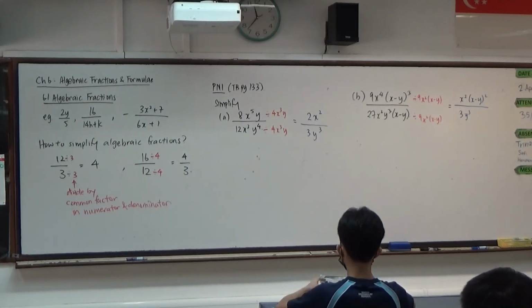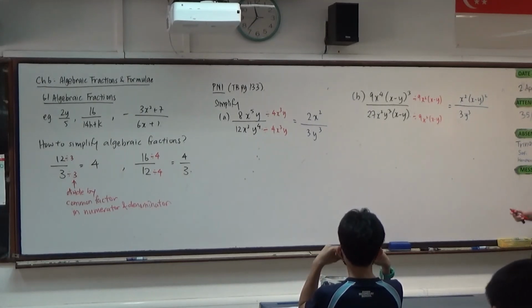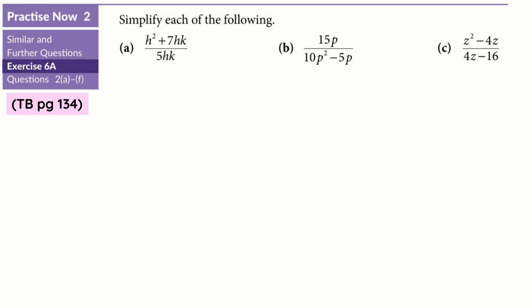Questions? Right. So with this, we're done with this part, a simple segment. I hope that the previous lesson video has helped you to understand how to go about simplifying an algebraic fraction. Now we are going to take a look at practice now 2, where the algebraic fraction that is given to us is slightly more complicated and not as straightforward as what we saw earlier on. So taking a look at part A first, where we want to simplify h squared plus 7hk over 5hk.